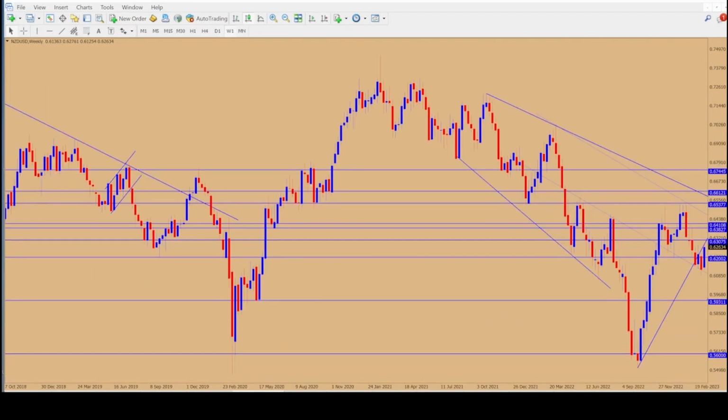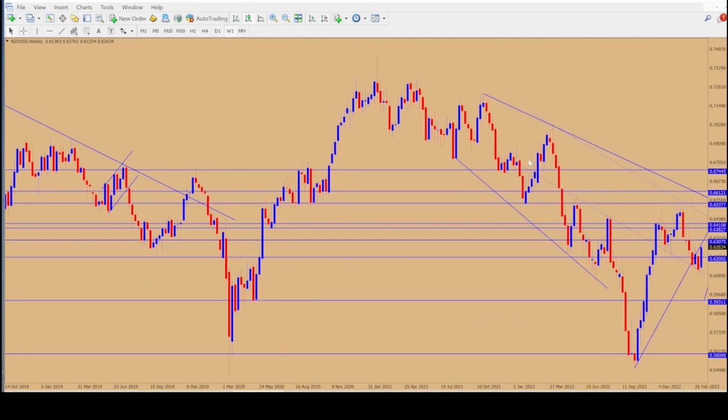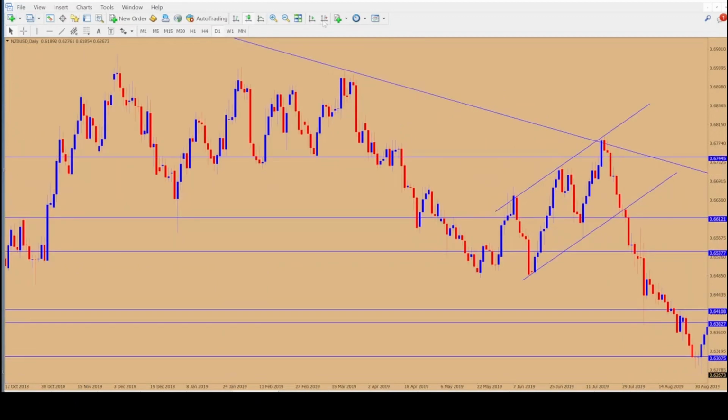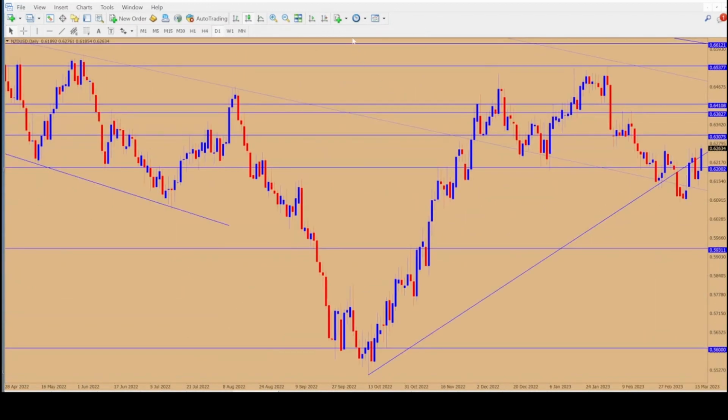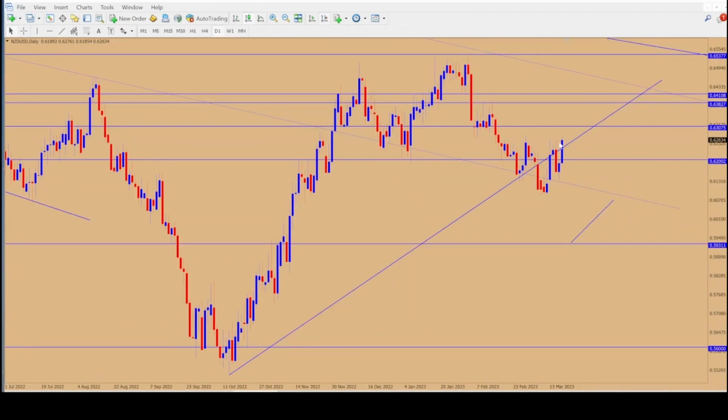Now to NZDUSD. Now we can also see the effect of the bullish move on the NZD. We can see something looking like an inverse head and shoulders pattern right here. And you can see it. Let me show you if you can't see it. You can see the neck.